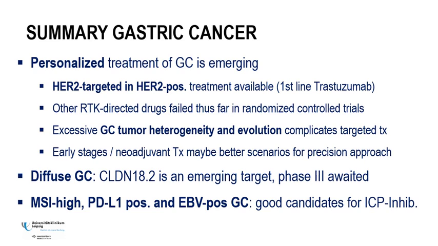Finally, and last but not least, the MSI high, the PD-L1 positive and the Epstein-Barr positive gastric cancer subtypes are probably good candidates for immune checkpoint inhibitors.